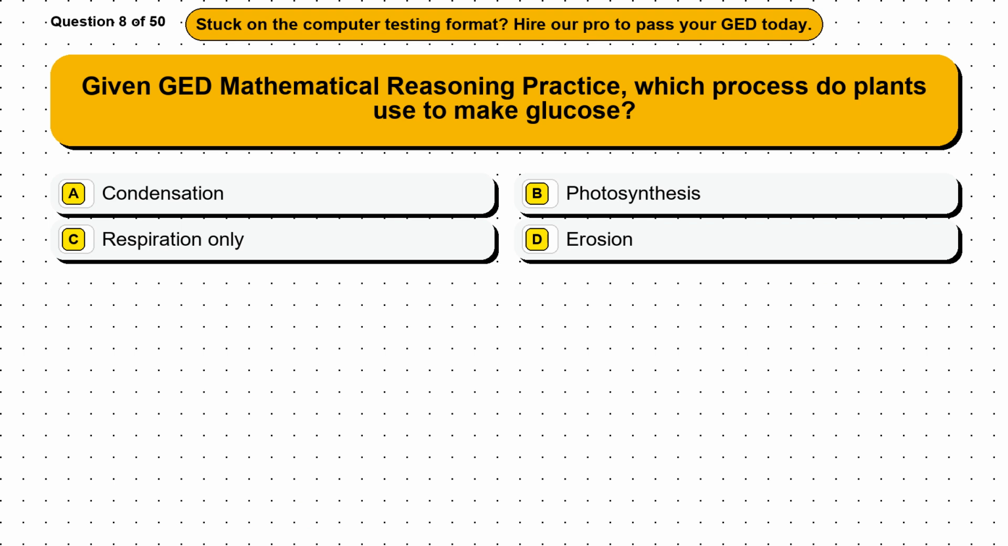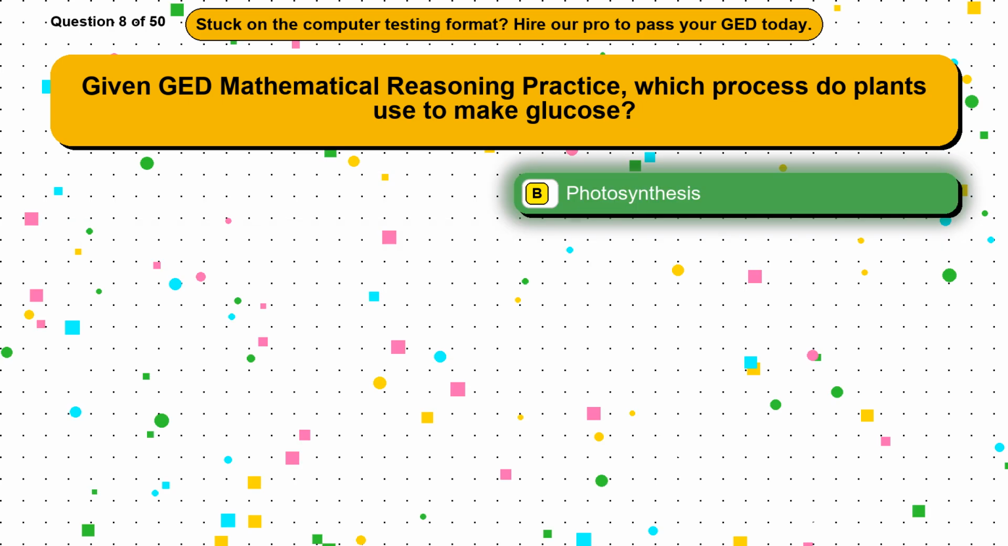Question 8. Given GED Mathematical Reasoning Practice, which process do plants use to make glucose? Option A condensation. Option B photosynthesis. Option C, respiration only. Option D, erosion. The correct answer is option B. Photosynthesis.